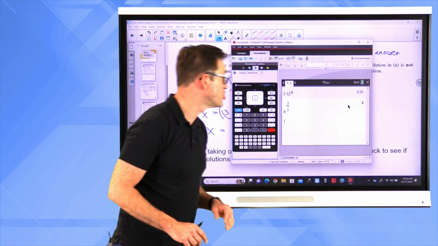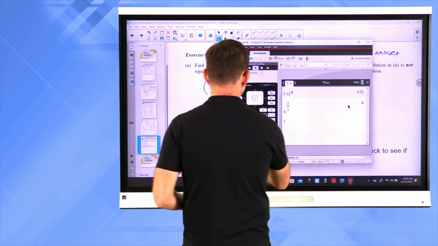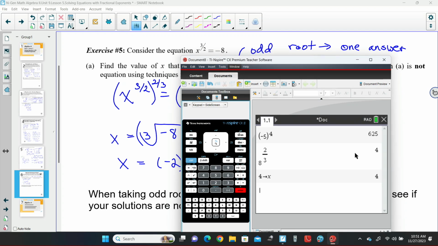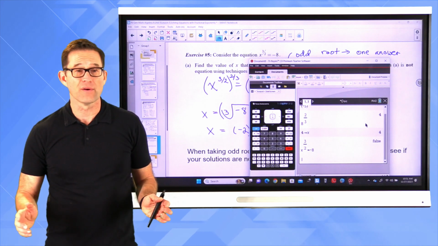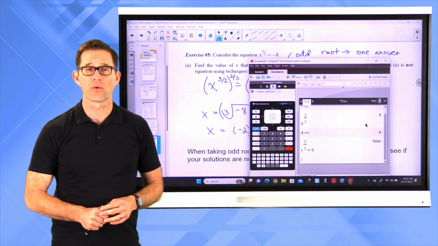So, we've talked about how to check a solution on a calculator. Interestingly enough, 4 is the thing I actually want. But if I did 4 and stored it in x, and then I said, okay, calculator, tell me, is x raised to the 3/2 all the way out equal to -8? Notice it tells me it's false. So right away I'm thinking, okay, that's not a correct solution.